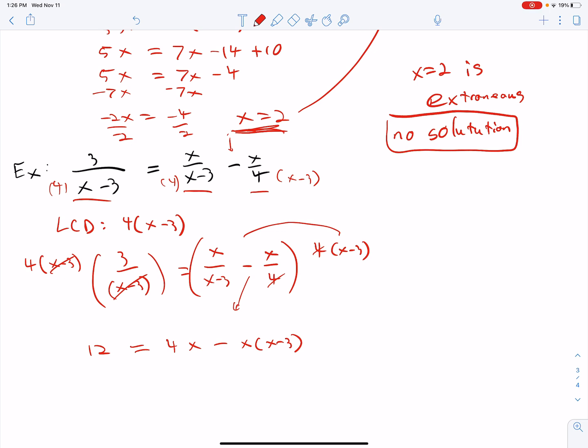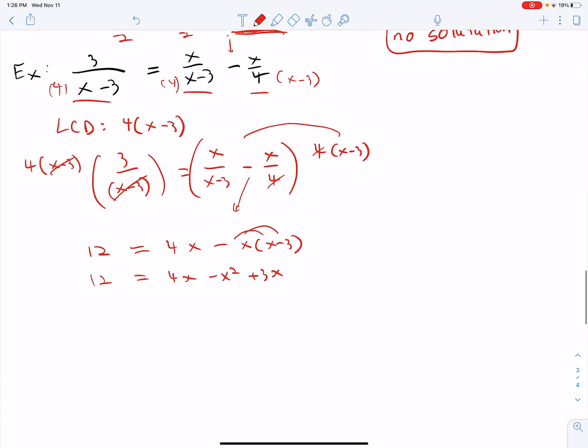So as we distribute now, right? We're going to distribute a negative x. That's going to leave us with 12 equals 4x minus x squared plus 3x. So let's get this all on one side. And as always, I like to have my x squared positive. So I'm going to add x squared to both sides. And then I'm going to combine these like terms. So that on this side is plus 7x. I'm going to subtract 7x from both sides. So that leaves us with x squared minus 7x plus 12 equals 0.